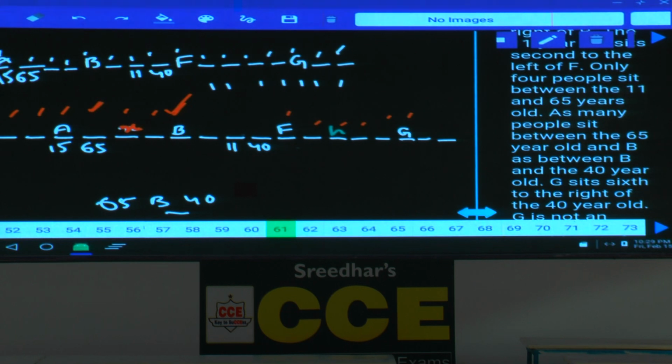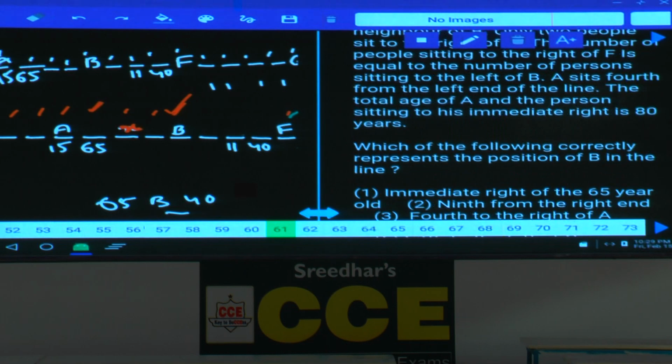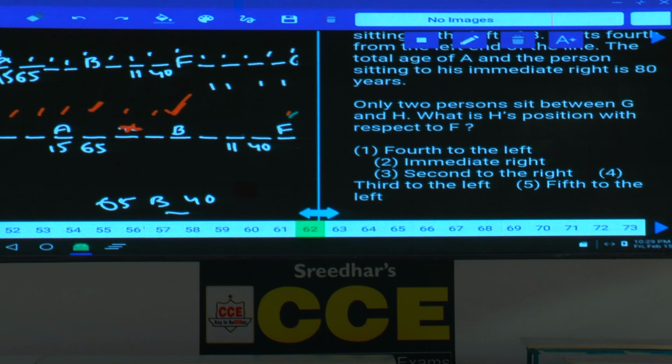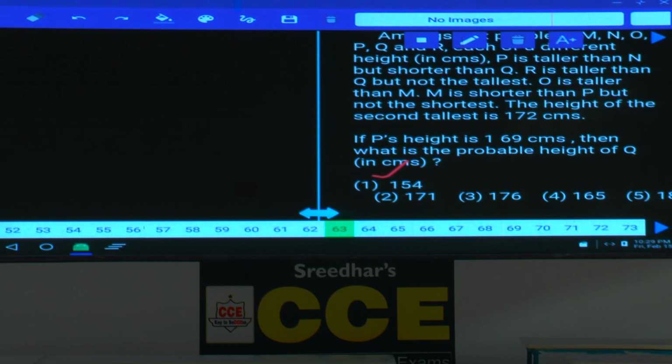What is H's position with respect to F? H is seated second to the right hand side. Second to the right hand side, that is given in which choice? Second to the right, and it is given in choice 3. And this is about question number 62. Done with this? Completed? Then 63 to 65.